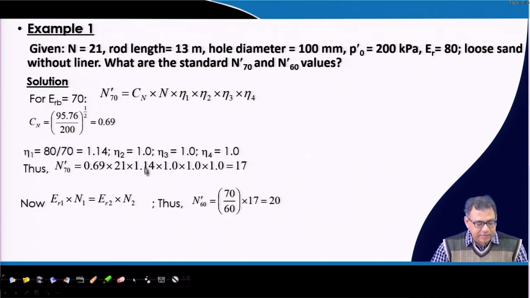So, this is 0.69. So, overall N' 70 is 17, and then we can get the N' 60 also. If 70 is 17, and definitely if I go to a lower energy level, then the N value should increase. So, that is 20. So, these are the different corrections as per the IS code and the ASTM.